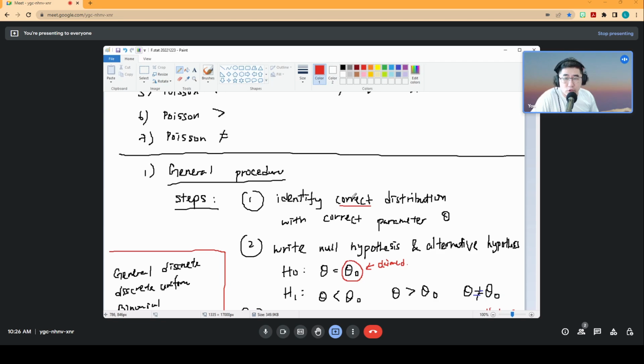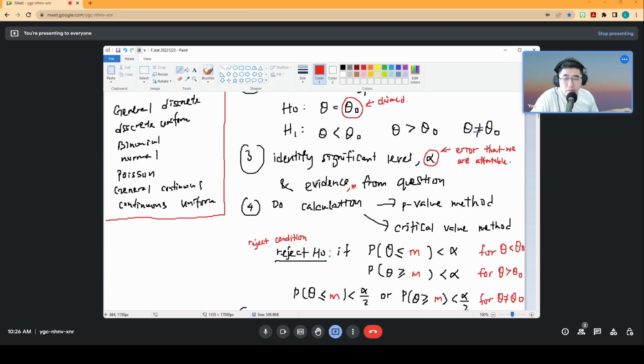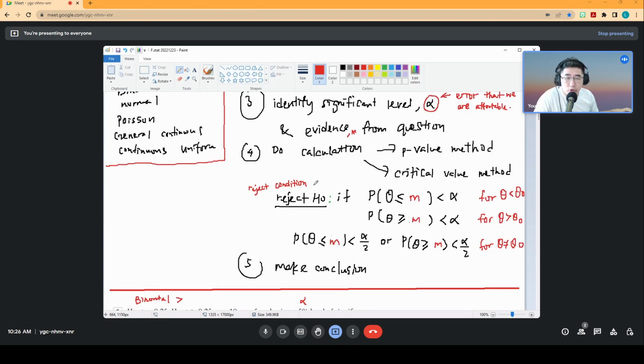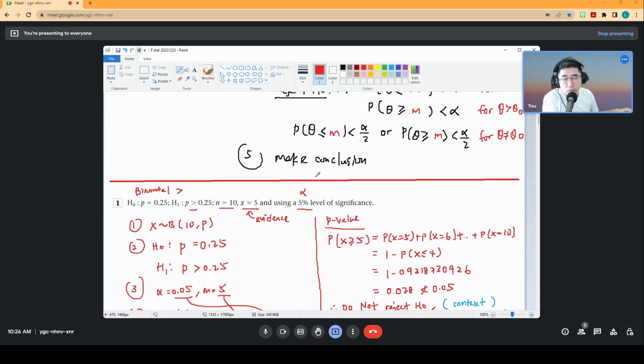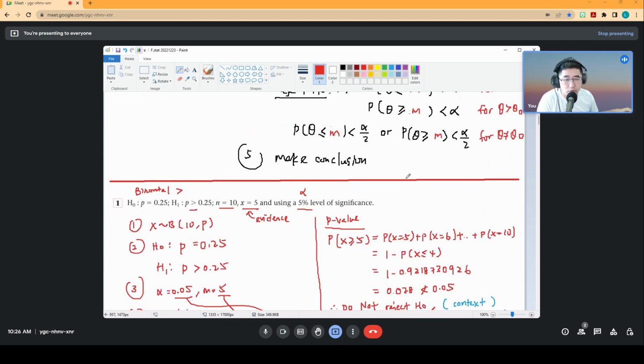Okay, general procedure. First of all, you have to identify the correct distribution. Number two, you have to write the correct hypothesis. Number three, you have to identify the correct alpha and evidence, and write out the reject condition and make conclusion. Okay, do your calculation with p-value method or critical value method.